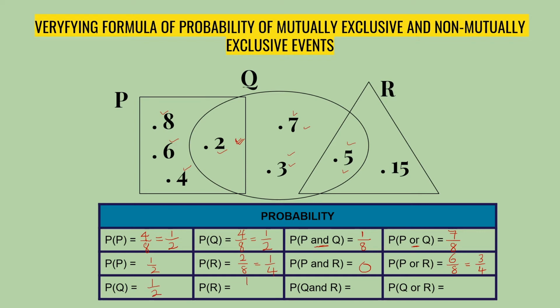And for Q and R, the probability of getting Q, as we already got just now, is 1 over 2. Probability of getting R is 1 over 4. So Q and R, there's only one element, so that will be 1 over 8. And Q or R, we have 1, 2, 3, 4, 5, so 5 elements in Q or R, so the probability will be 5 over 8.